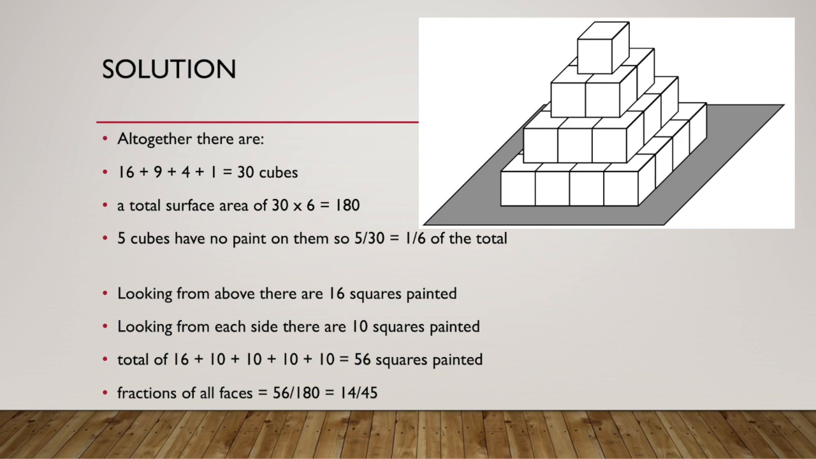Okay, the surface area. So that's the answer to our two questions. So 1/6 of the cubes have no paint on them, and of all the faces, all the total surface area of all the cubes, 14 out of 45 have been painted.